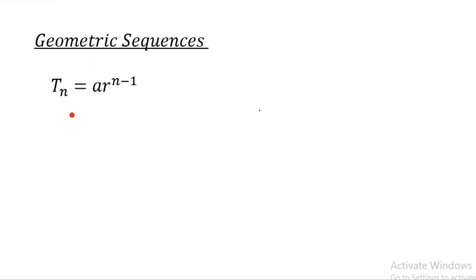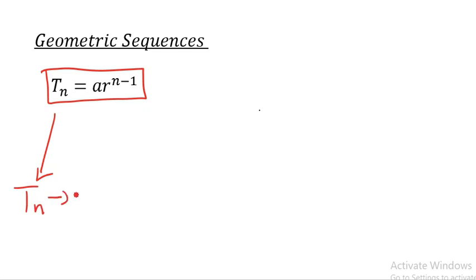Good day, everyone. The topic for today is geometric sequence, lesson 4 on number patterns, sequence, and series. The formula that we have here for the geometric sequence is Tn = a r^(n-1). What we need to know is what this Tn stands for.